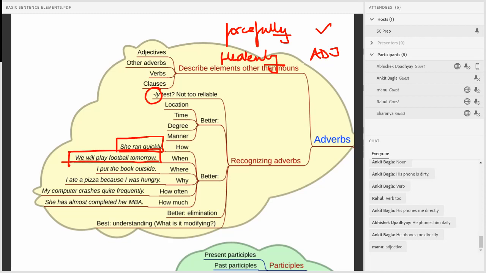Now, the next sentence. This one goes to Manu. What's the adverb in the next one, please? Outside is the adverb. Very good. Why? Because it describes the location, like where are you putting the book? Good. It's telling you where the action's gonna happen. Right.